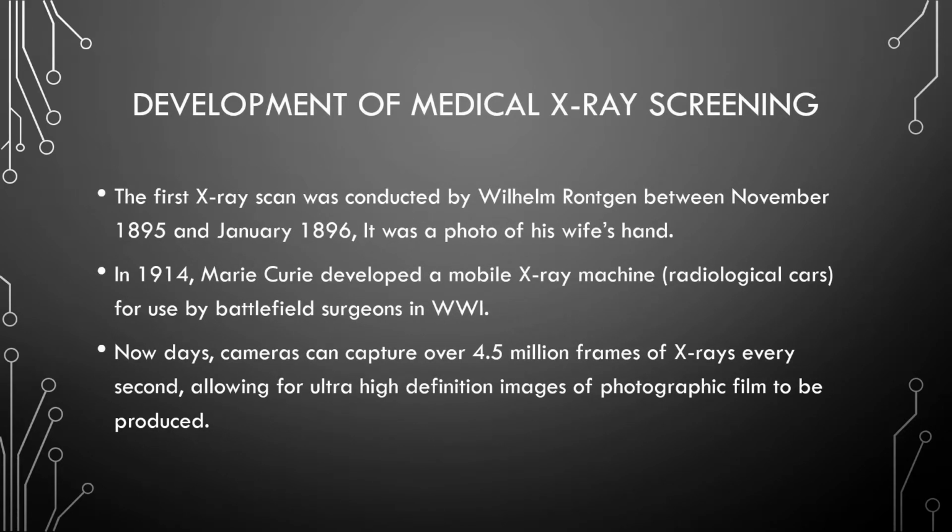The development of X-ray imagery. The first X-ray scan was conducted by Wilhelm Röntgen between November 1895 and January 1896. It was a scan of his wife's hand. In 1914, Marie Curie developed a mobile X-ray machine called radiological cars for use by battlefield surgeons in World War I. Nowadays, cameras can capture over 4.5 million frames of X-rays every second, allowing for ultra-high definition images of photographic film to be produced.